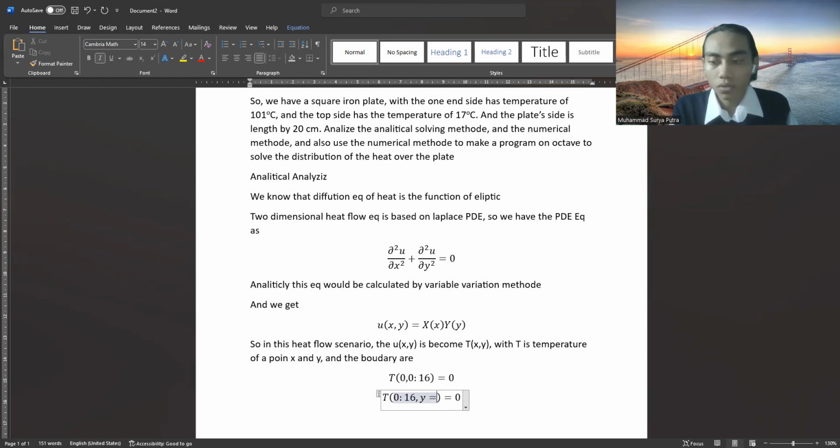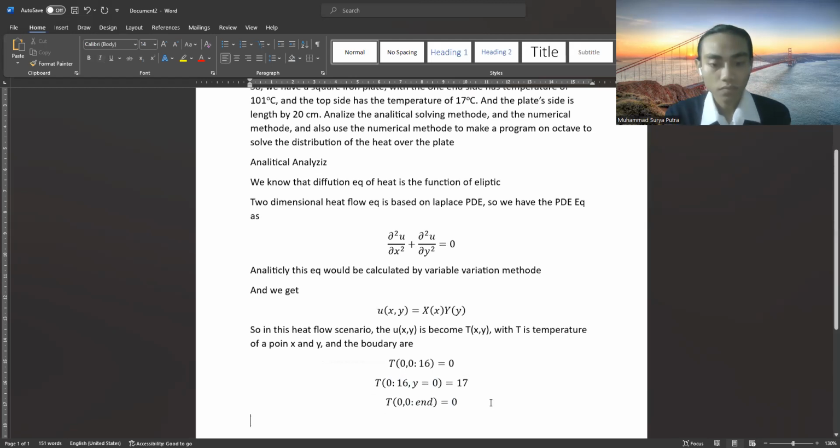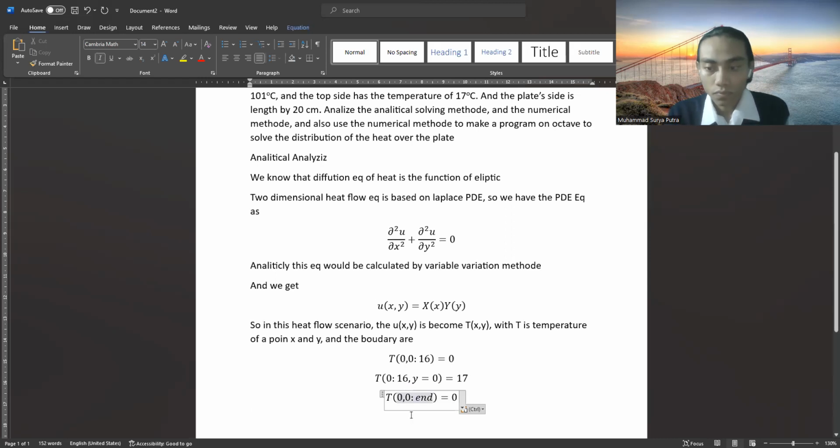Y equals to zero. And this is not zero. This is 17 degrees Celsius, as we know before. And we get the Tx. And the x of 17 is 101.